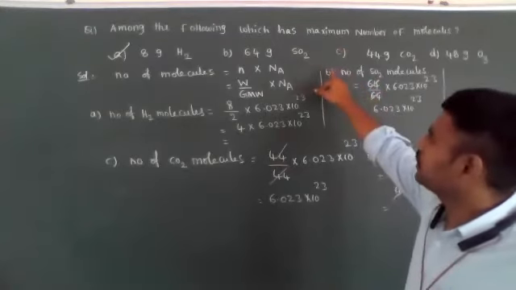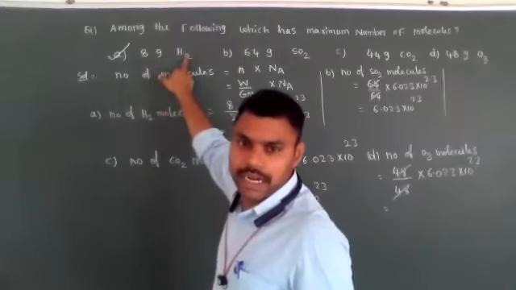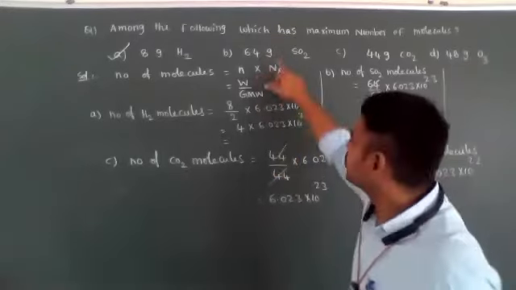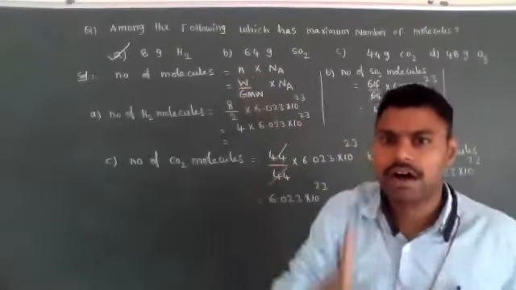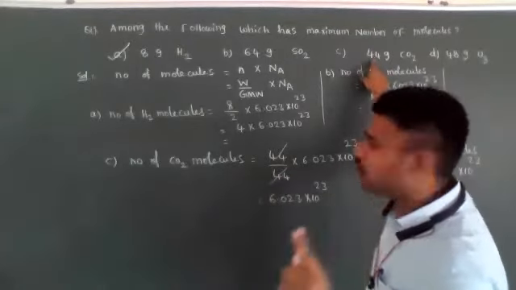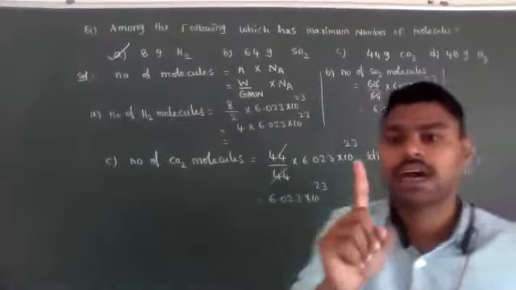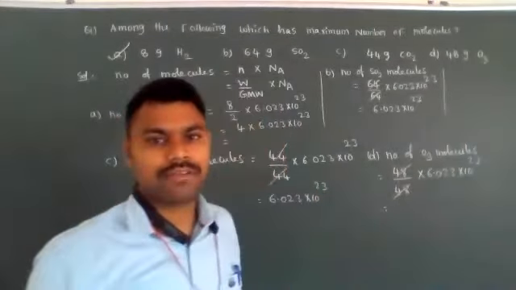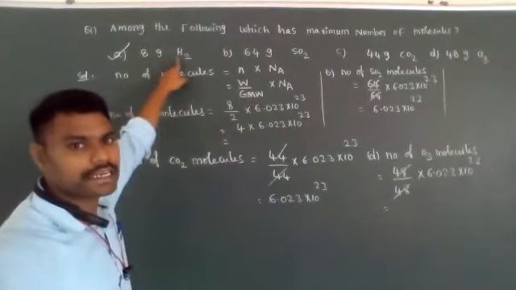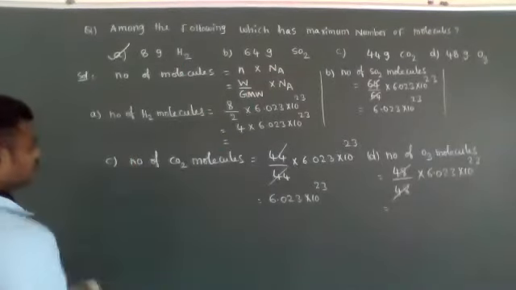So among the given options, 8 grams of H2 contains 4 into Na, Avogadro number, of molecules. 64 grams of SO2 contains Avogadro number of molecules. 44 grams of CO2 is equal to 1 mole, containing Avogadro number of molecules. 48 grams of O3 also contains 1 mole, equal to Avogadro number of molecules. That's why the answer is 8 grams of H2, which contains the maximum number of molecules in the given options. Okay, next.